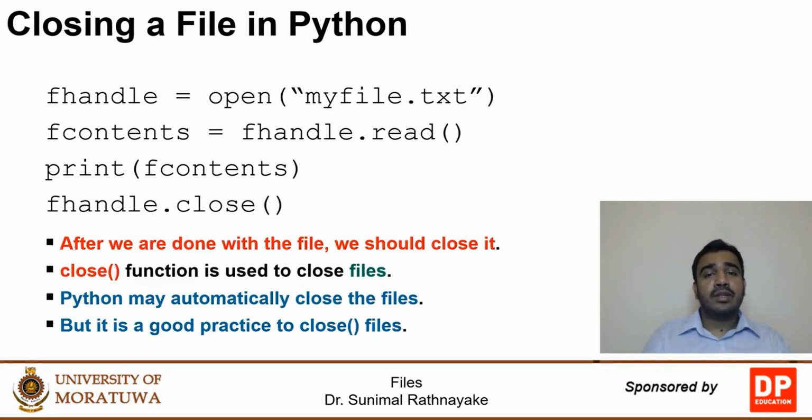After we are done with the file operations, we should close the file we opened. Python may automatically close any open file when the file is reassigned to a different file handle. However, it is a good programming practice to close the file after its use. We can close any open file by using the close function as shown in the example.